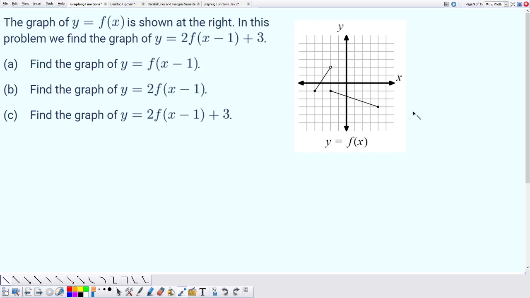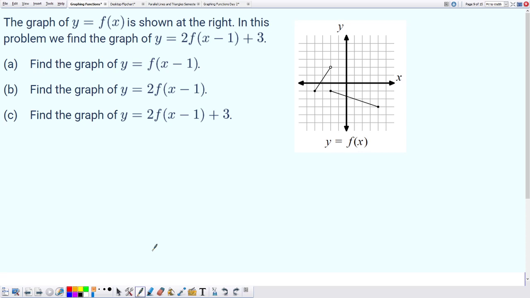Hello everyone. So, in this next problem, it gives us the graph of f of x. And it asks us to find the graph of y equals 2 times f of x minus 1 plus 3. So how can we find that out?